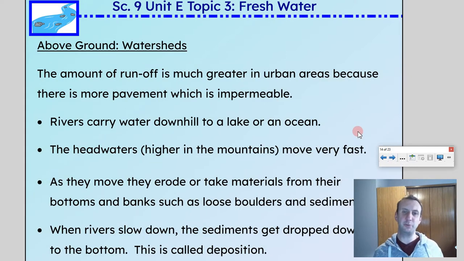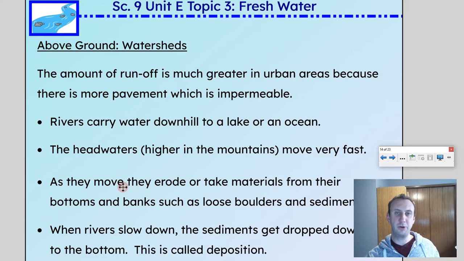In urban areas, we have more runoff because we have pavement and asphalt, which is impermeable to water. So as a result, less of it absorbs. And rivers carry water downhill to a lake or an ocean. The headwaters higher in the mountains move very, very fast. And then as they go, they will get slower.